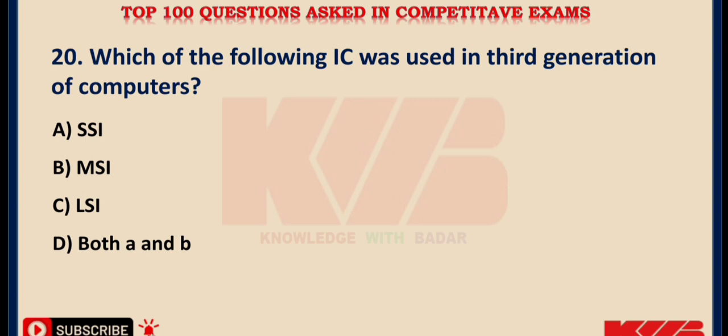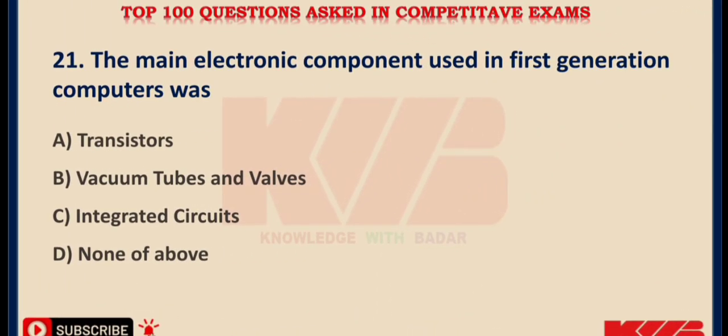SSI, MSI, LSI, or both A and B? And the correct answer is both A and B. It means the IC types SSI and MSI were used in the third generation of computers. Next question. The main electronic component used in the first generation computer was: transistors, vacuum tubes and valves, integrated circuits, or none of the above? Yes, vacuum tubes and valves.